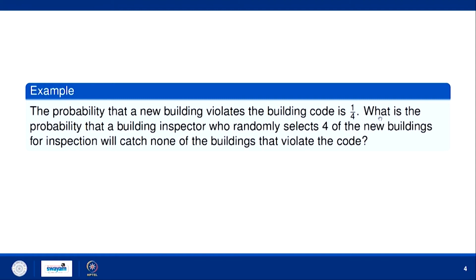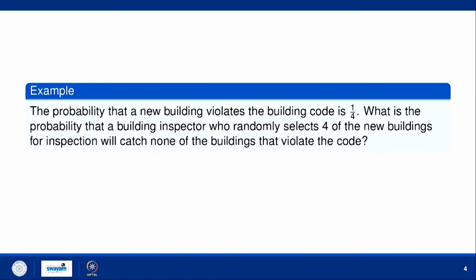What is the probability that a building inspector who randomly selects 4 of the new buildings for inspection will catch none of the buildings that violate the code? So, what is n? First identify n. What is n? The number of new buildings is 4. What is the probability of success?